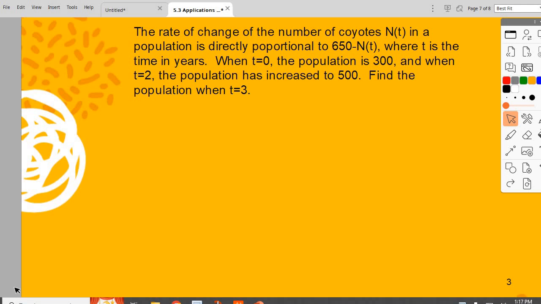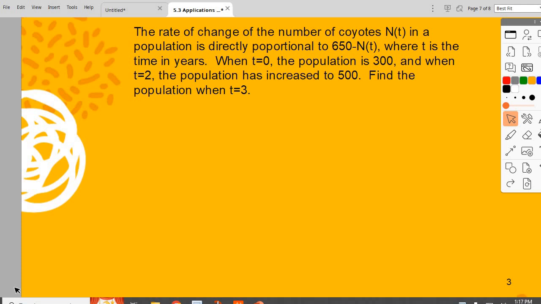The rate of change of the number of coyotes N(t) in a population is directly proportional to 650 minus N(t), where t is the time in years. When t equals 0, the population is 300, and when t equals 2, the population has increased to 500. Find the population when t equals 3.